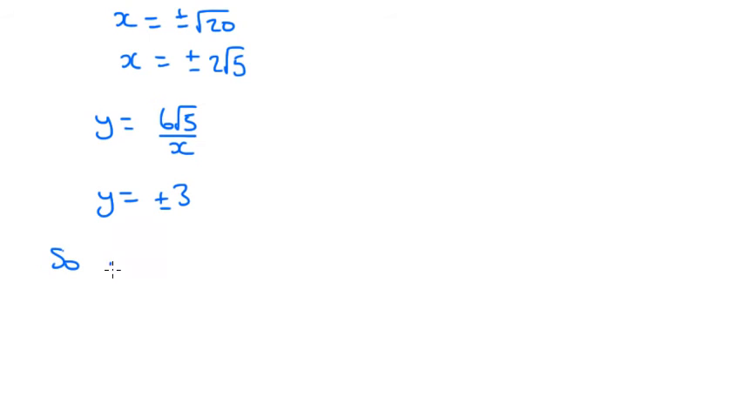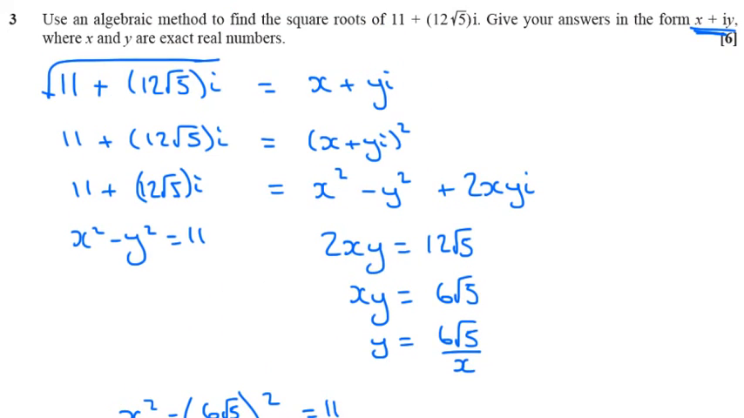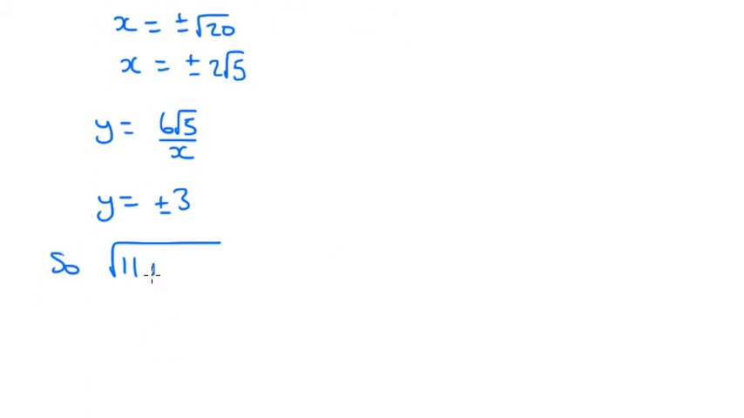So we are looking for the square root of 11 plus 12 root 5i, and so the answer to that is either 2 root 5 plus 3i or minus 2 root 5 minus 3i. So those are our answers, plus or minus (2 root 5 plus 3i). And writing that step down gives you 2 extra marks.